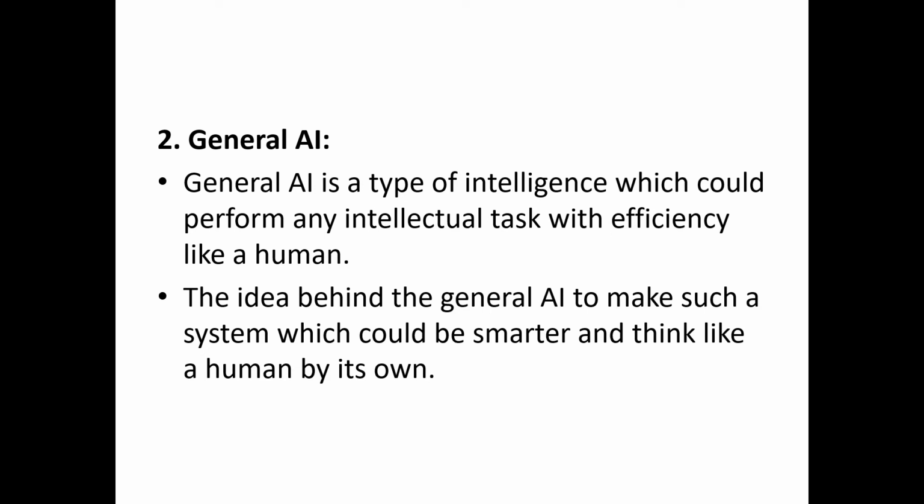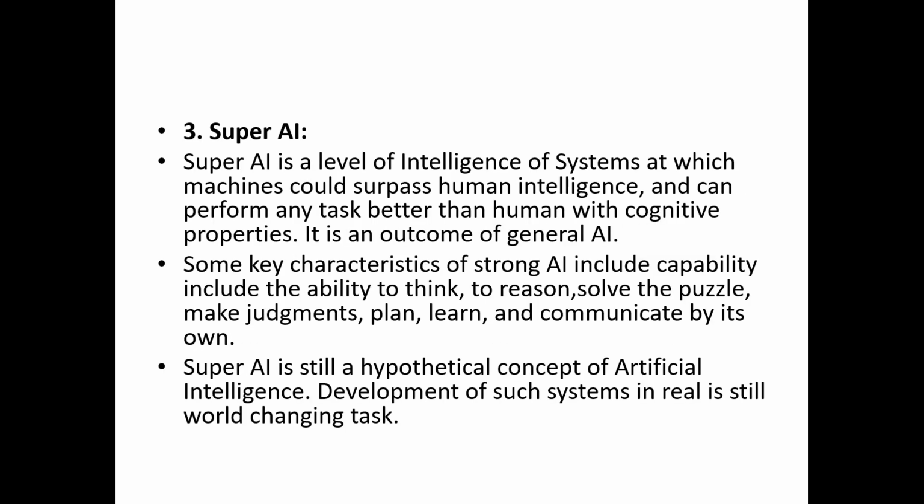Now, general AI is which could perform any intelligent task with the efficiency of human beings. The idea behind general AI is to make a system which could be smarter and think like a human by its own. In the case of narrow AI, whatever programming is done, they perform according to that only, like Siri, Alexa, etc. But in the case of general AI, the machines are trained so that they can perform more tasks and can think like human beings.